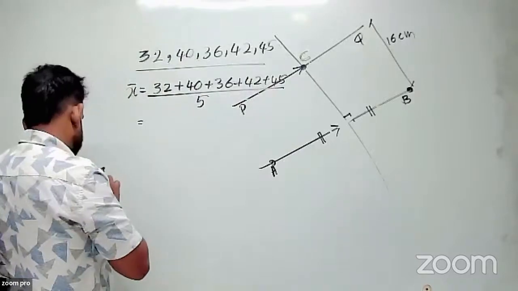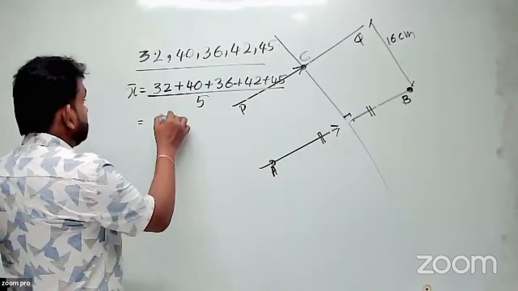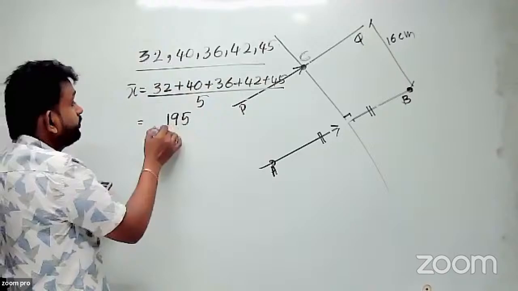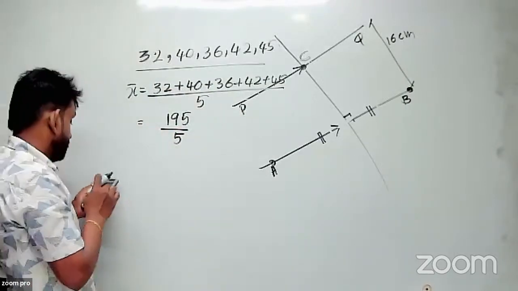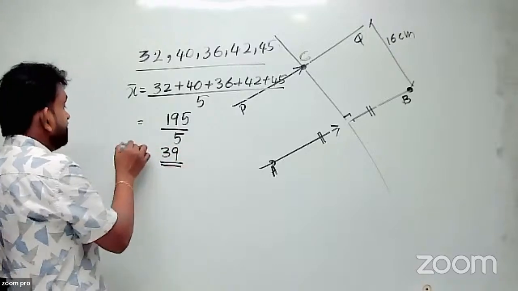32 plus 40 plus 36 plus 42 plus 45 gives you 195. The sum of all the values divided by the number of elements. The number of elements is 5, so just divide by 5. Then 39 is the answer. That is the X bar.